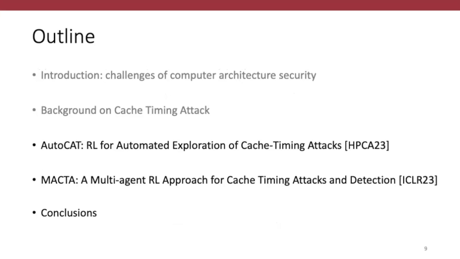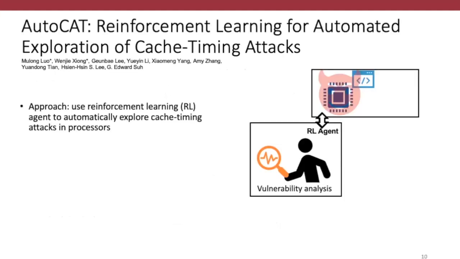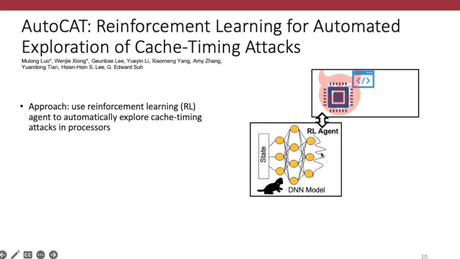So in the past 2 years, we have been looking at how we can use reinforcement learning to automatically find and mitigate attacks, and we have published 2 papers this year. The first paper I want to introduce is AutoCAT in HPCA this year. We use reinforcement learning to automatically explore cache timing attacks. In this figure, we have a target system, and typically we need a human expert. But instead of a human, here we replace the vulnerability analysis with an RL agent.